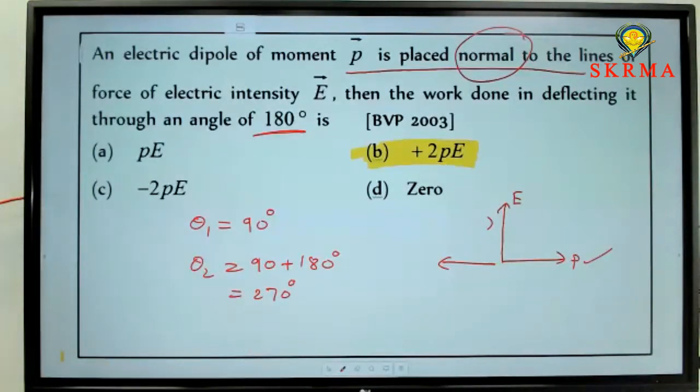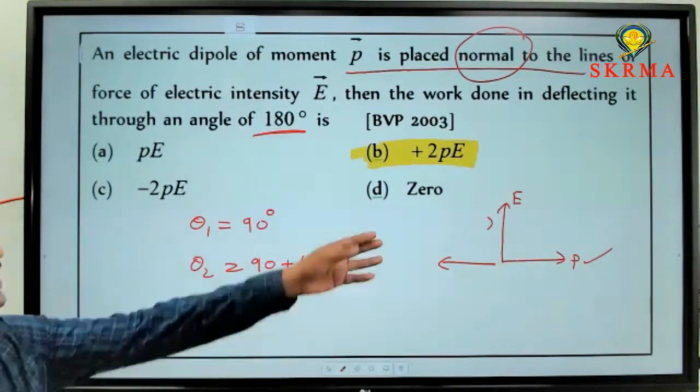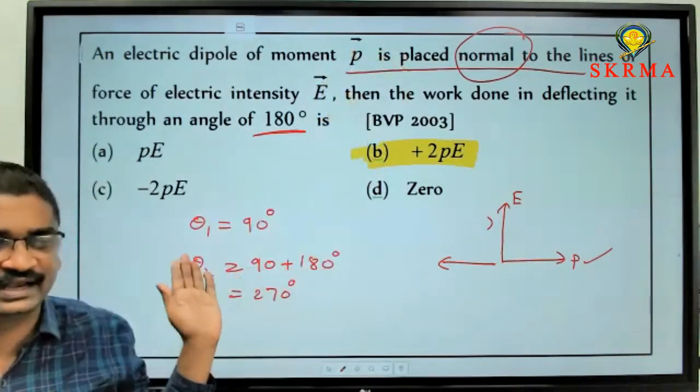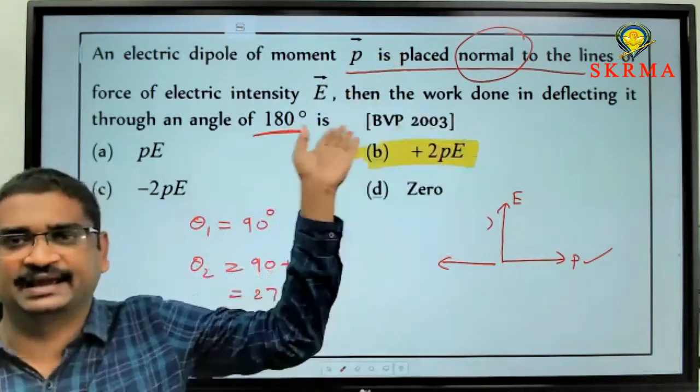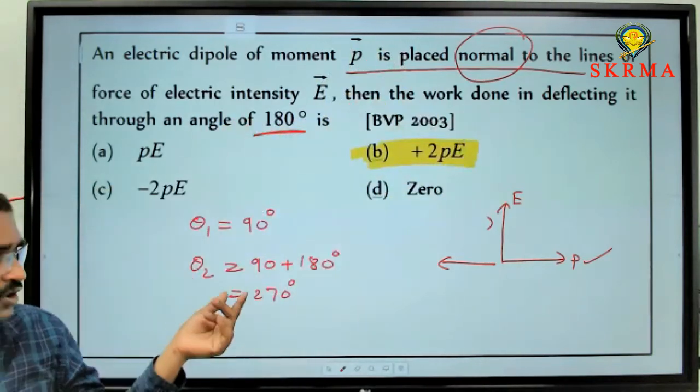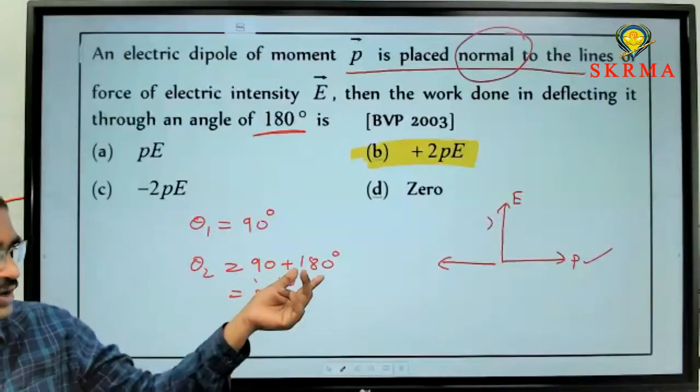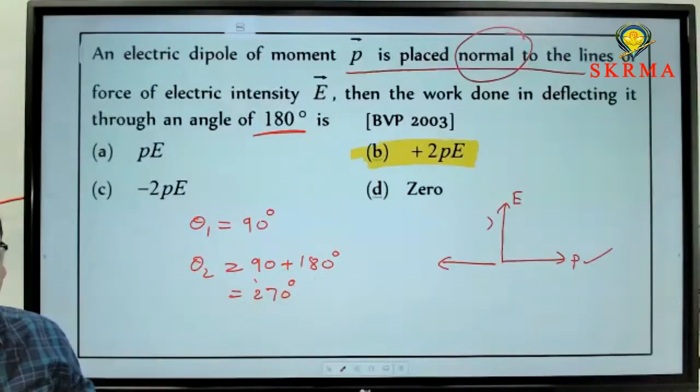Is this clear or not? Initially it is normal, so I wrote theta 1 as 90. Next, we need to rotate it by an angle of 180 degrees. So the initial angle is 90, the rotated angle is 180, and the total is 270.